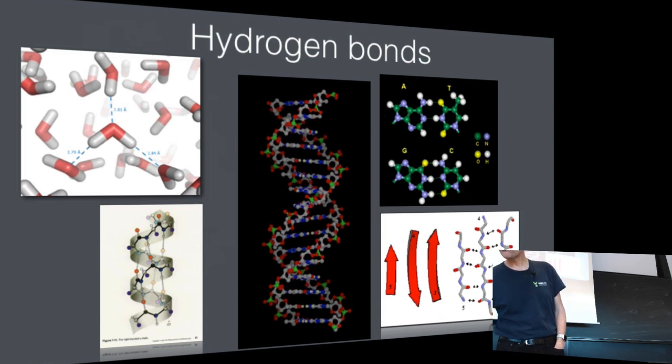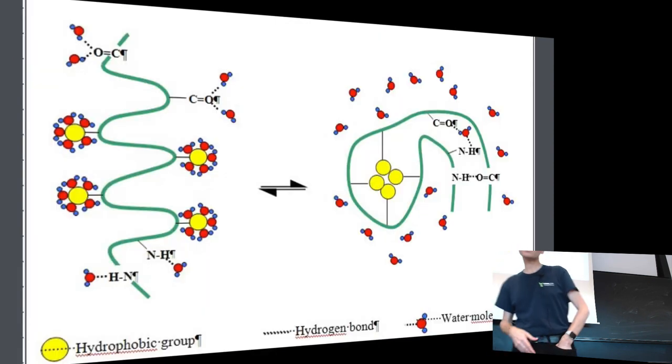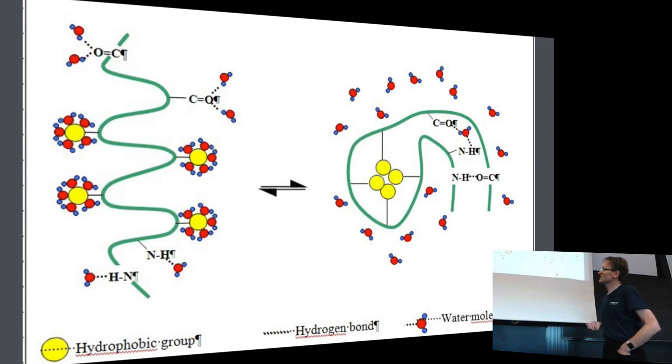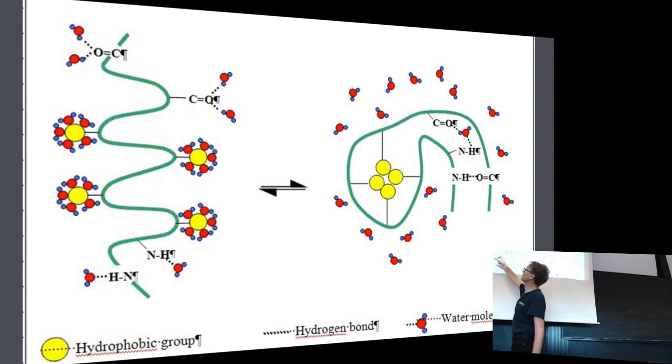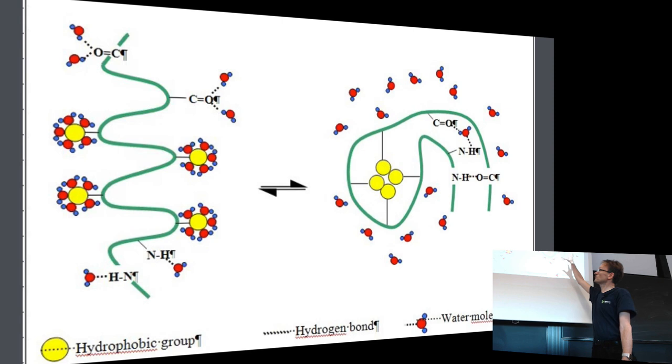And you might already start to guess that this is going to have something to do with protein folding too. Whenever a protein chain stretches out, there will be some residues that, depending on whether they're hydrophobic or hydrophilic, will form hydrogen bonds either with water, or will have to organize around the hydrophobic groups. And then when we fold the proteins, some things will happen here.